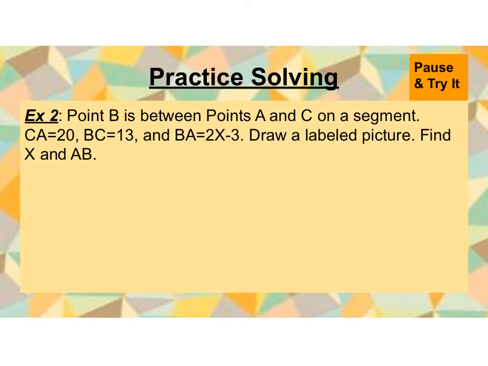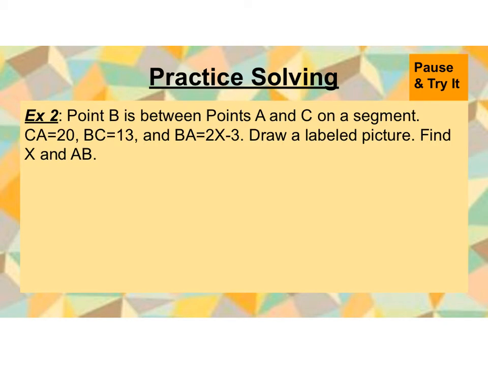Let's try this example. I'm going to read it to you. Point B is between points A and C on a segment. CA is 20, BC is 13, and BA is 2x minus 3. Draw a labeled picture, find x and AB. I'm going to ask you to pause it and try it on your own.